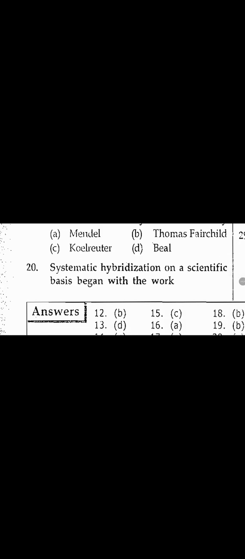It was a cross between carnation and sweet William. Question number 20. Synthetic hybridization on a scientific basis began with the work of option C, Kölreuter, in Nicotiana. Question number 21. The double cross plan was suggested by Jones. In maize he has done the double cross. It was started by D.F. Jones in maize.